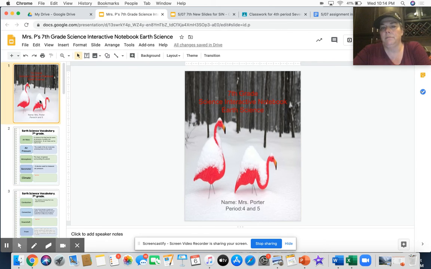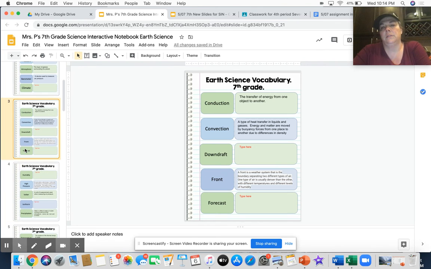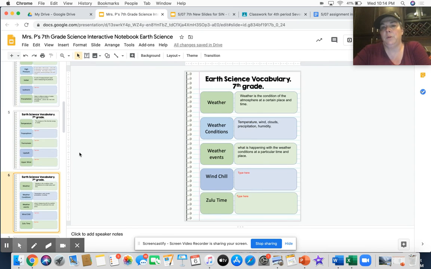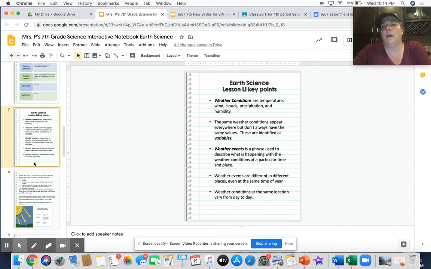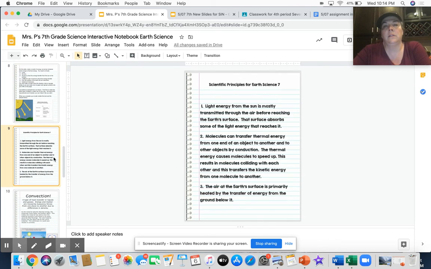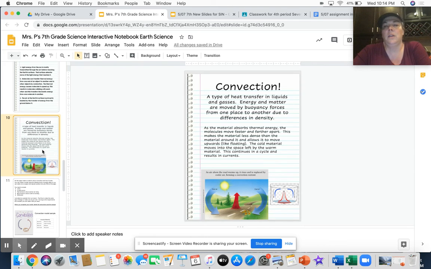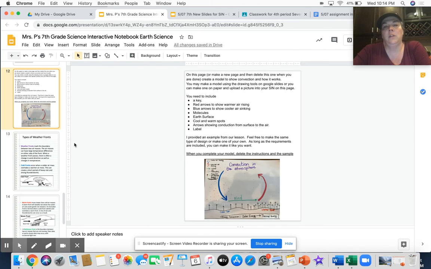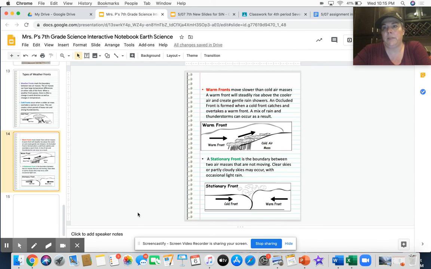Okay, you should have your cover. You should have these vocabulary words filled out. And I can post a master list if you need one, no problem at all. You also should have a key points page. You should have your first model. You should have your scientific principles again for the next section. You should have your convection page, your second convection model, your third convection model that looks like mine, and then the 2 weather front pages.